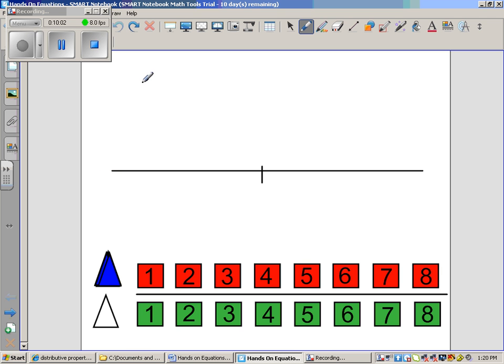This one's a little bit longer. This one is 2 times x plus 4, plus x, equals x plus 16. Go ahead, take a moment, create that on your scale.